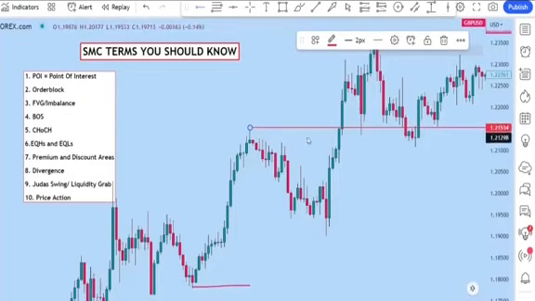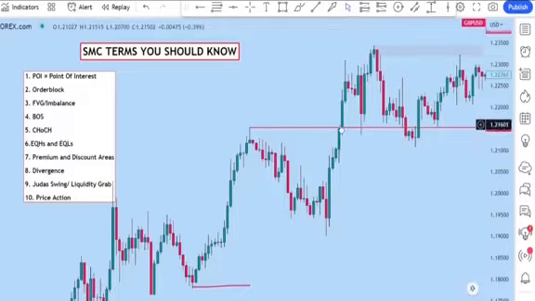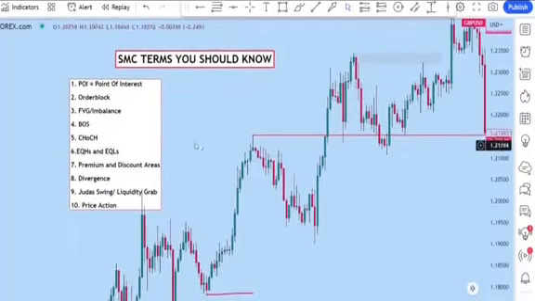And then how do you know that you have broken structure? You have broken structure when you see that the bodies of the candle here have broken outside the high. If it is just the tail or the wick, it is not a break of structure. Get this, if it is just the tail or the wick, it is not a break of structure. So this, you can see, is called break of structure or market shift. It is all the same.